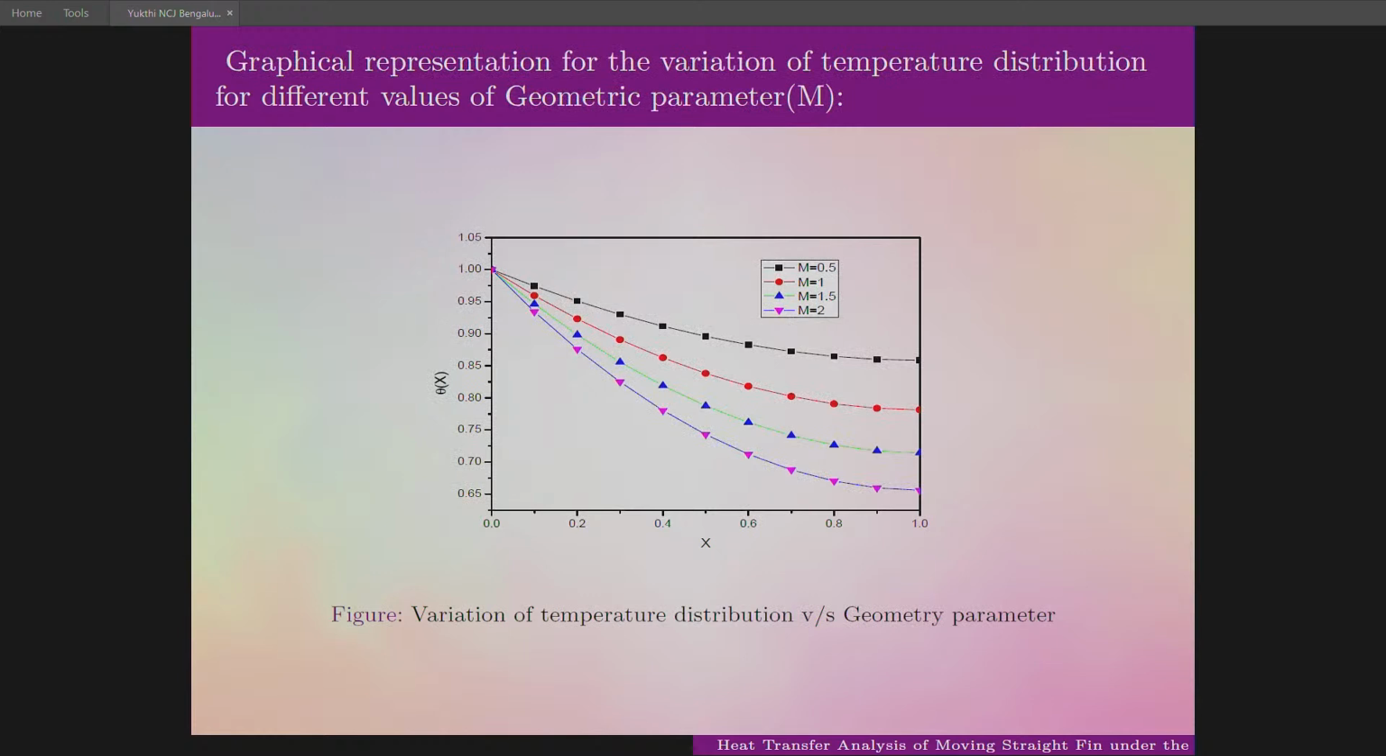Next is the radiation, graphical representation for the variation of the temperature distribution for different values of geometric parameter. Here also we can see in this graphical representation that as the values of M increase, temperature is monotonically decreasing, as the rate of heat transfer is increased.